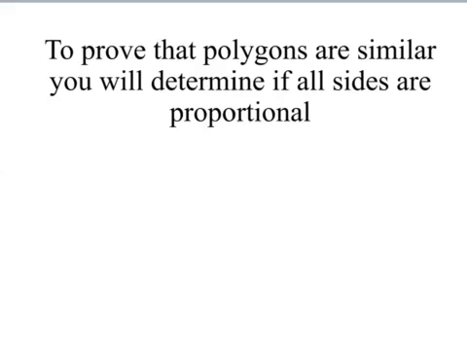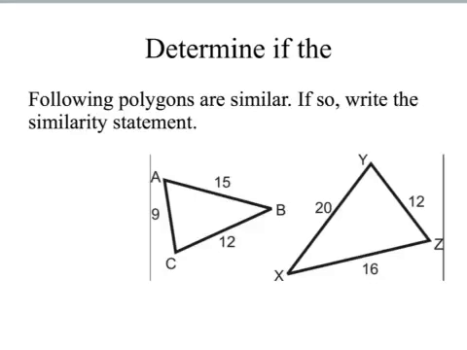To prove the polygons are similar, you will need to determine if all the sides are proportional. So you want to determine if the following polygons are similar. If so, write the similarity statement. In general, you want to figure out which sides you think might go together. Sometimes you might guess wrong, so you might have to do it more than once.